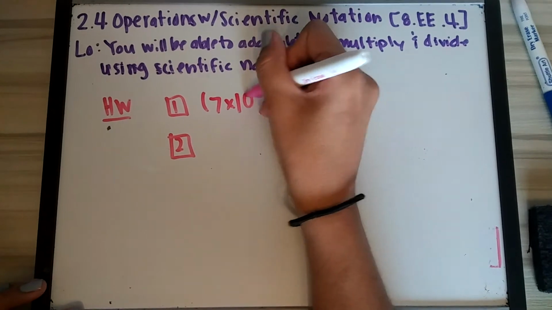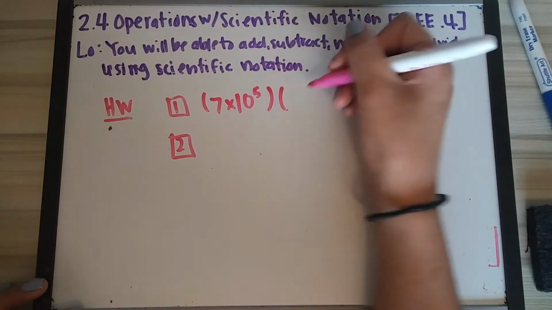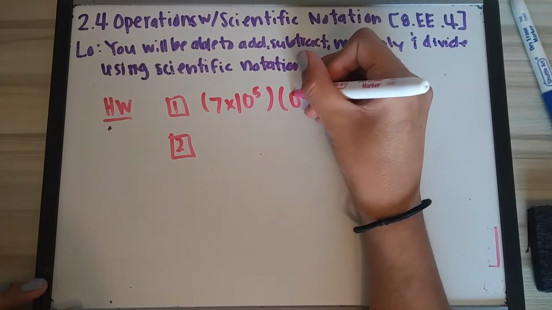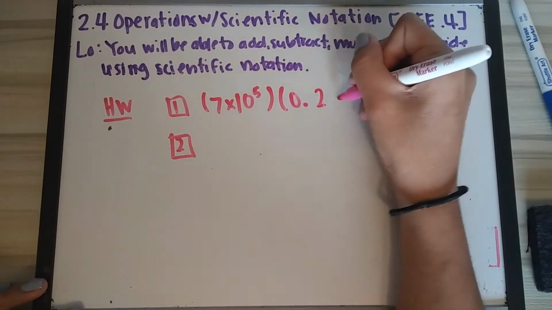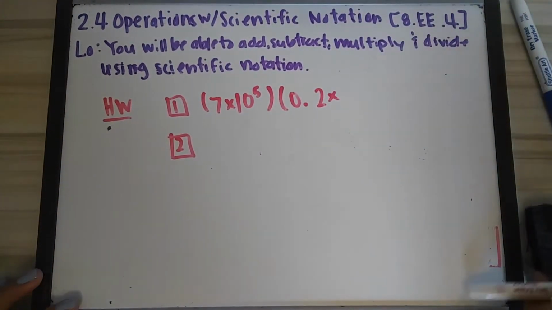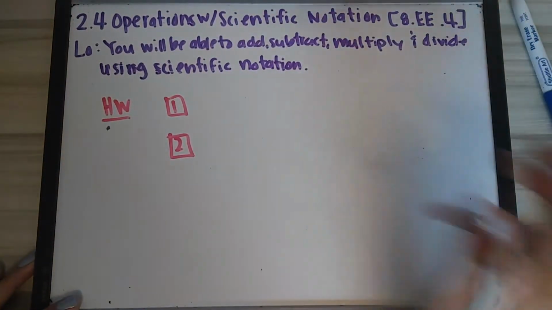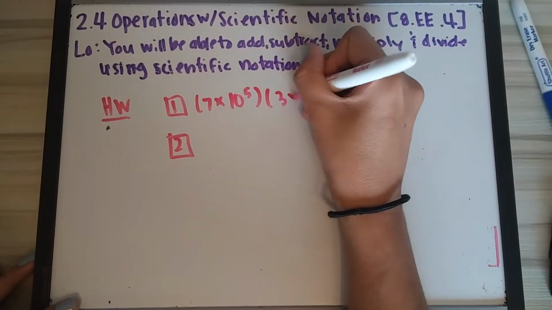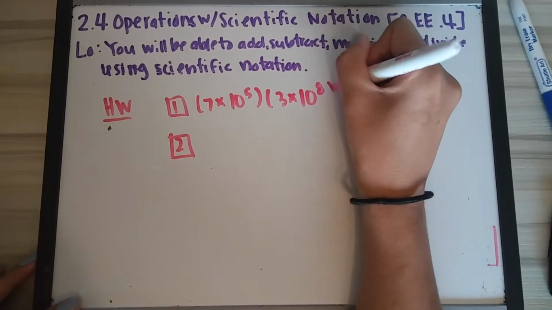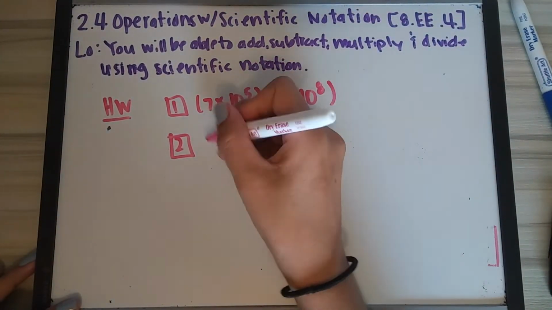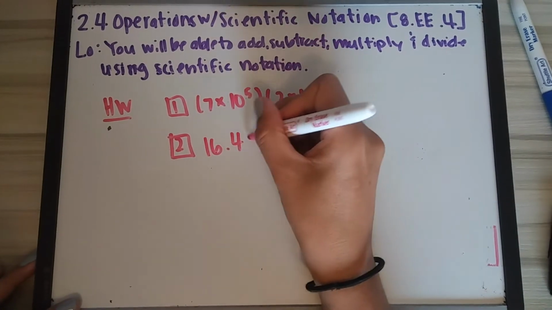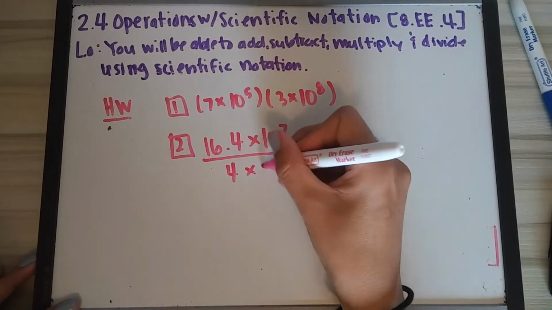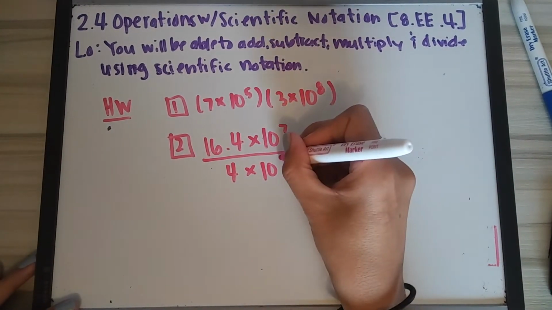10 times 10 to the 5th times 0.2 times, actually, let me change that. So for number 1, let's do 7 times 10 to the 5th times 3 times 10 to the 8th. Remember, it has to be written in scientific notation. And for number 2, let's do 16.4 times 10 to the 7th over 4 times 10 to the 8th.